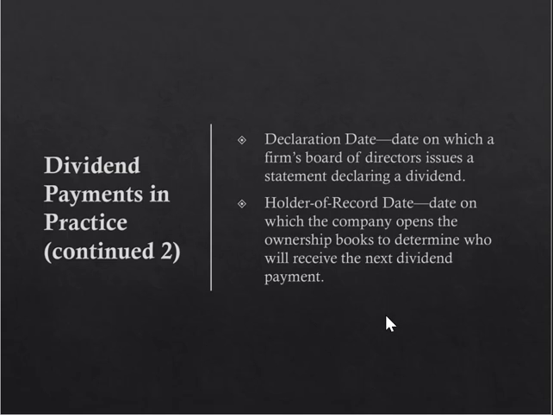There's a few elements of dividends that are definitional in nature, and so we'll talk about these. You'll see these in investment things all the time. The dividend declaration date is the date on which a firm's board of directors issues a statement declaring a dividend. So in order for a company to issue a dividend, they need to declare it, and so there's a declaration date. Then there's the holder of record date. All holders of record of stock X as of this date will receive a dividend of 75 cents per share. That is the date on which the company opens the ownership books to determine who receives the next dividend payment.